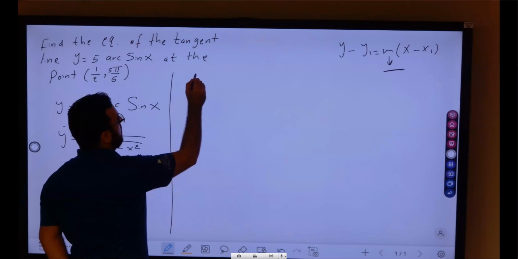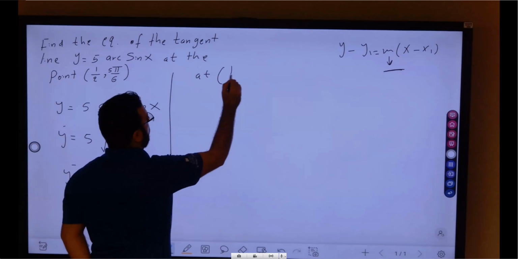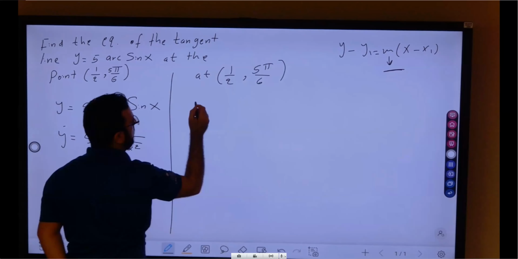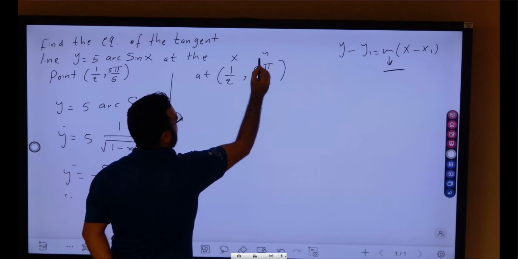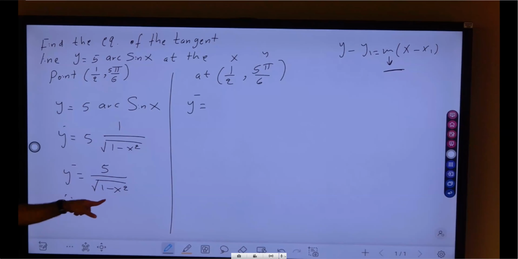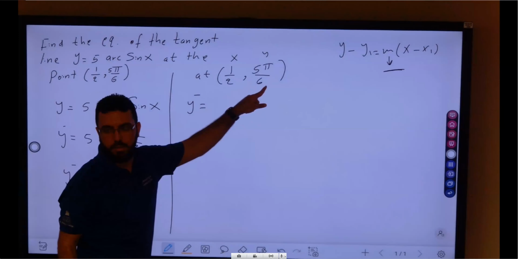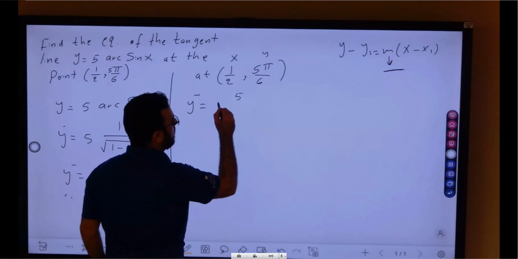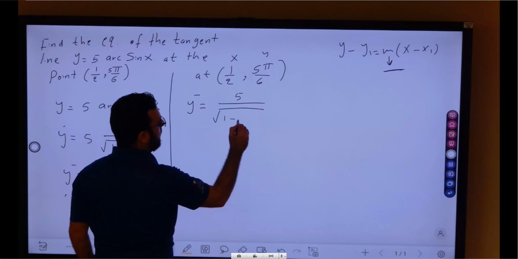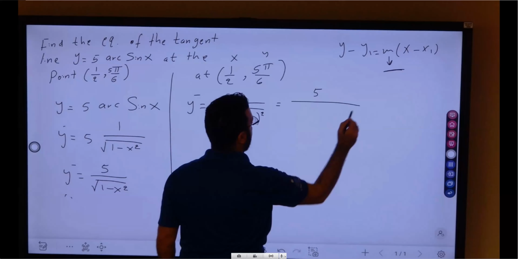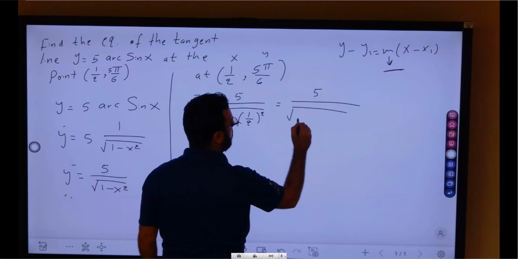So the slope at 1/2, 5 pi over 6 equals what? This is x and here is y. Y prime is going to do what? Do I have y here? No, that means I'm not going to plug in 5 pi over 6. I'm going to plug in the half. So it's going to be 5 over the square root of 1 minus half squared. So it's going to be 5 over the square root of 1 minus 1 over 4.